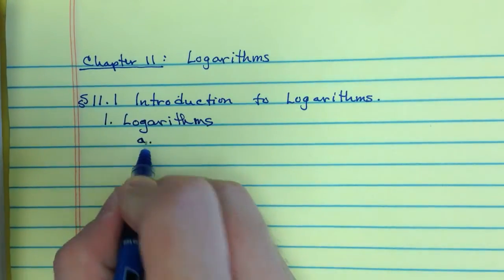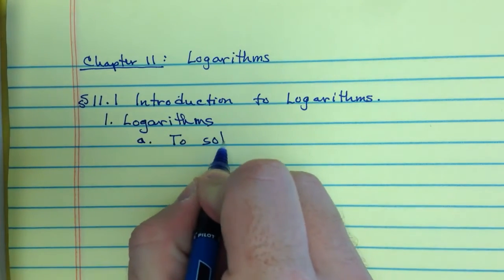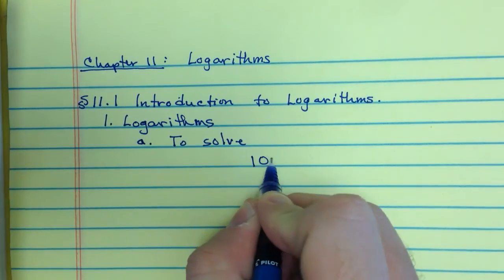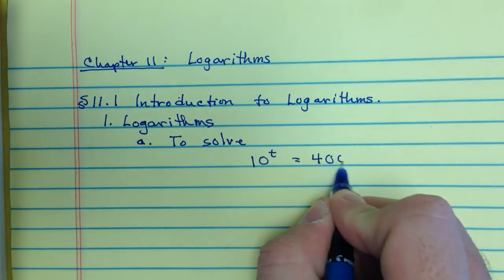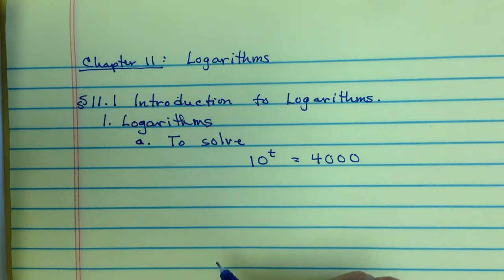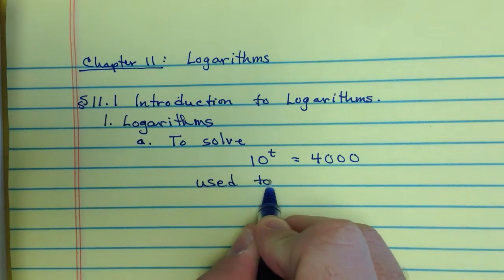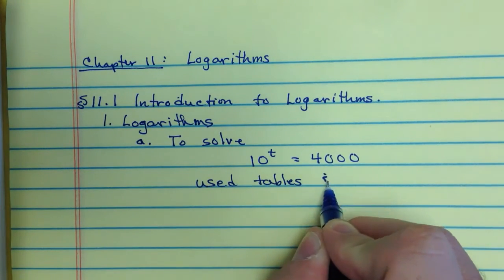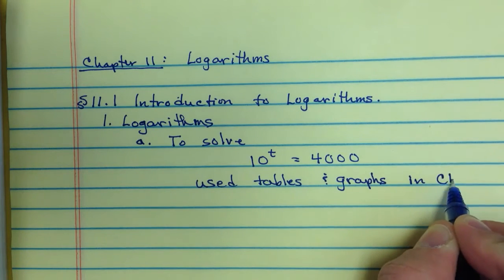Logarithms. So little a, what the hell is a logarithm? Well, the idea is to solve an exponential equation, something like 10 to the t equals 4,000. The way we did this in chapter 10 was we used tables and graphs.